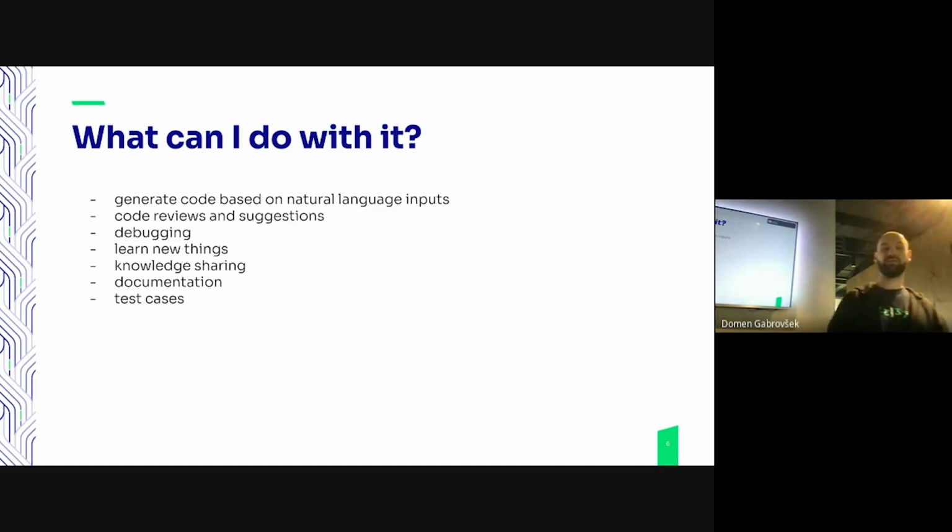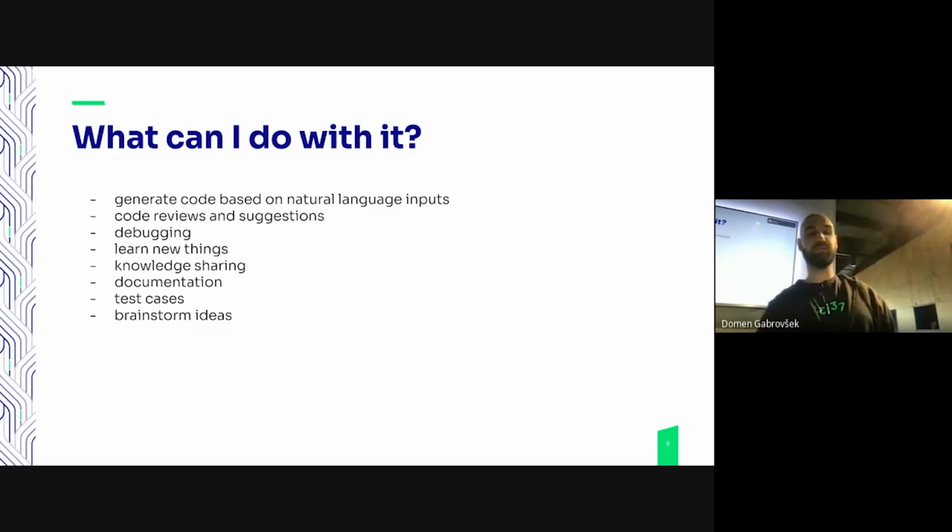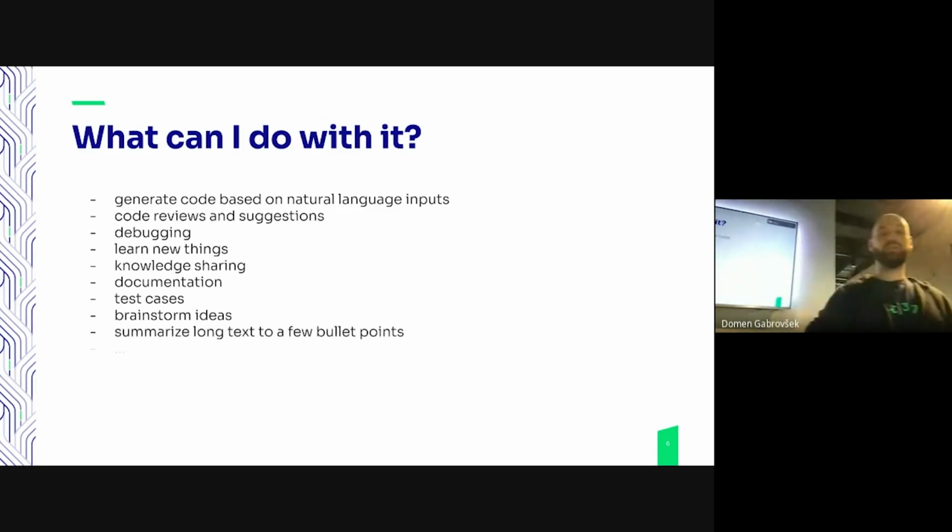We don't want to do everything by ourselves, but it can tell us what kind of edge cases we might be facing. Brainstorm ideas. I want to set up a new architecture for my project, and I don't know how to start, so I just give it some thoughts and it will tell me what it thinks about it. Summarize long text, I already told you about that, and of course much more than that. Those are just some examples.